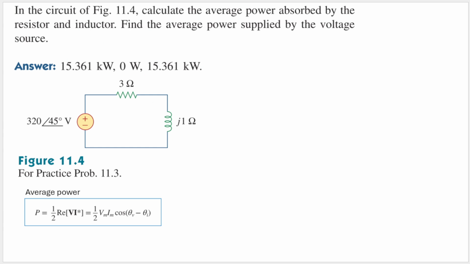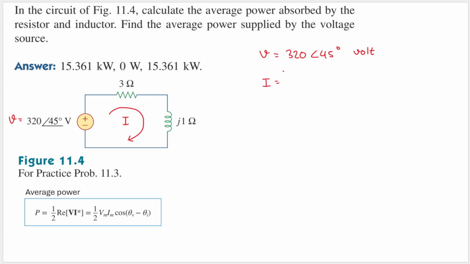Okay, let's do it one by one, and I think the first thing that we need to do is the one that's supplied by the voltage source. Why? Because we have the V here, right? So V is here. We need to calculate I here, so we can get the I conjugate. Okay, let's rewrite what we know here. So our voltage here is 320, and then the angle is 45 degrees, and the unit is volt. This is the voltage, and to calculate I, we can just use Ohm's law, right?